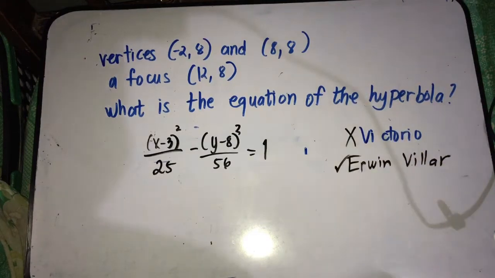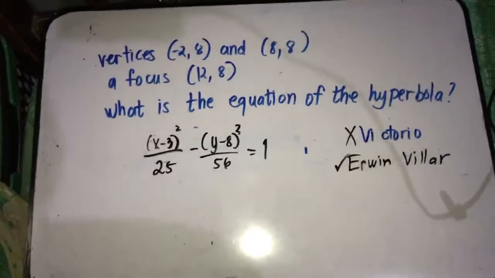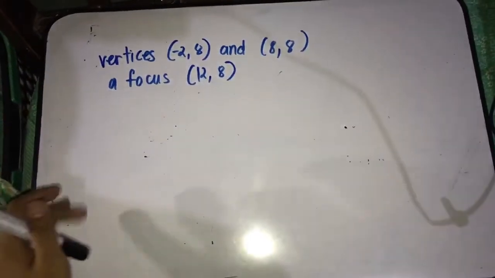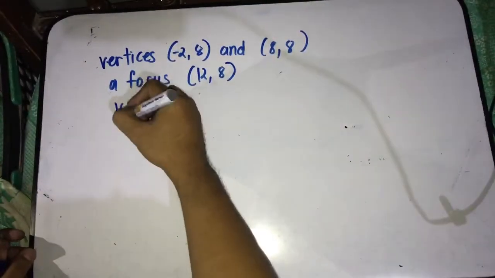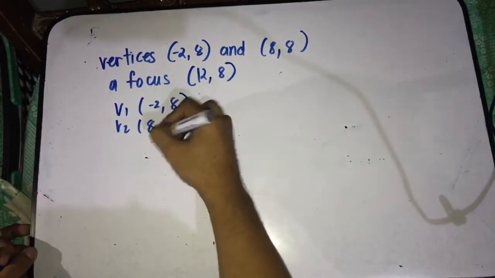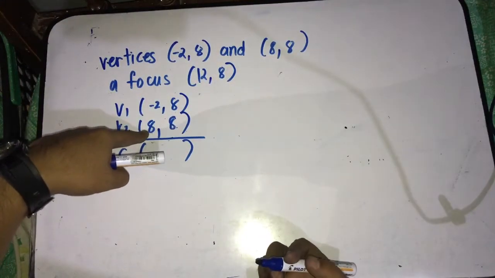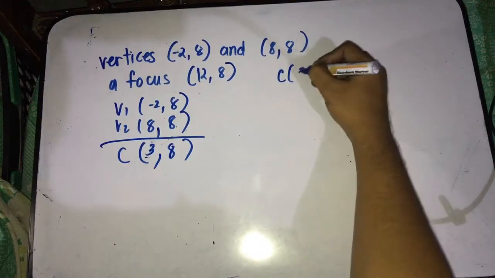So, pakitandaan, oh, sayang Neil, tama ka sana. Okay. So, paano ba nakuha yon? So, dun sa mga hindi nakakuha, actually, ganito lang siya. So, we're asked to find the equation of the hyperbola. We are given the vertices. The vertices, V1 and V2, are located at negative 2, 8 and 8, 8. Where is the center? Therefore, the center should be located at negative 2 plus 8 is 6 divided by 2, which is 3. 8 plus 8 is 16 divided by 2, 8. Therefore, the center is located at 3, 8.